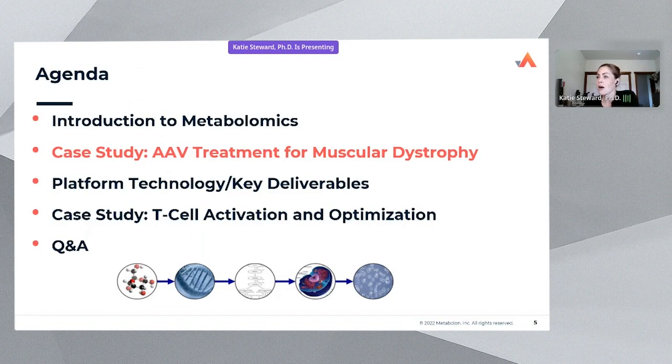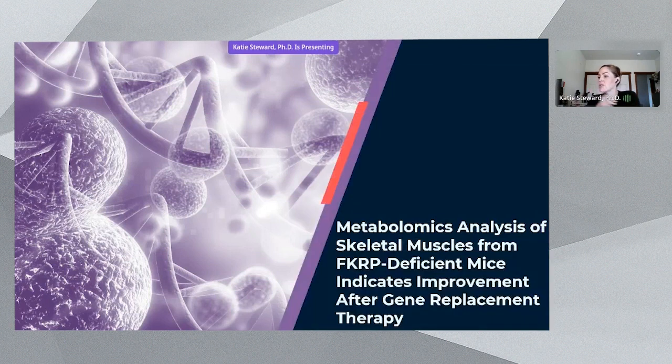So first, I'm going to talk about our first case study here with our AAV treatment for muscular dystrophy. Excuse me. This first case study that I wanted to share with you is from a group out of the Carolinas Medical Center. It focuses on AAV gene therapy for FKRP muscular dystrophy.